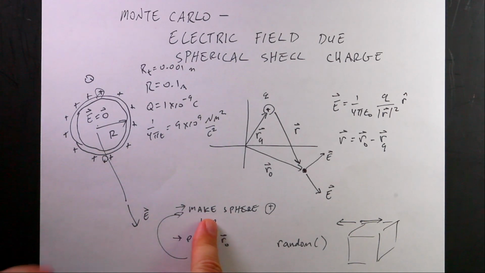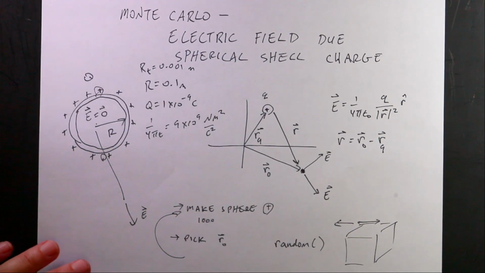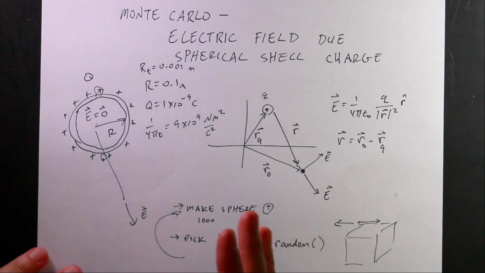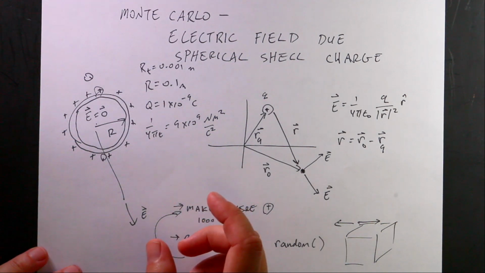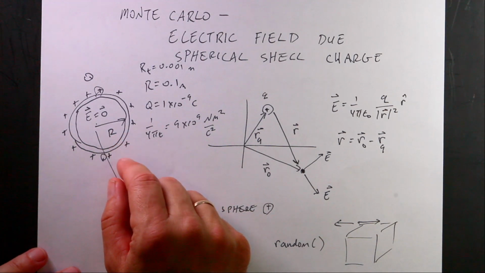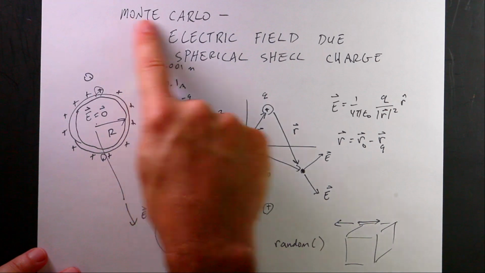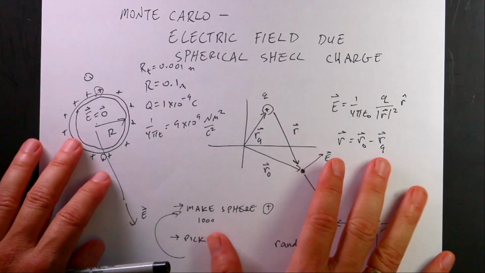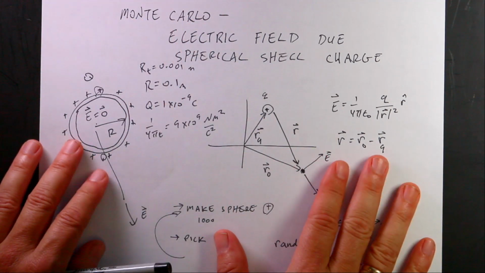One of the things that we do in the electricity and magnetism part of physics is to look at the electric field due to different charge distributions. And one of those charge distributions that come up is a uniformly distributed spherical shell of charge. So I want to calculate the electric field due to this charge using a Monte Carlo calculation. Now I'm going to go over some of this groundwork, and then we're going to build this in Python.